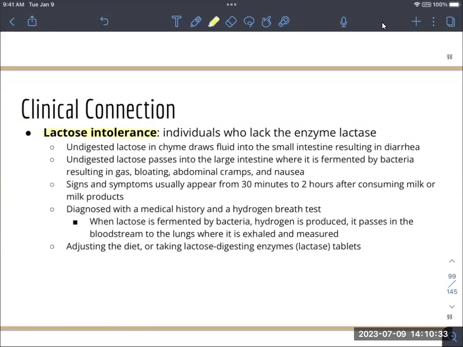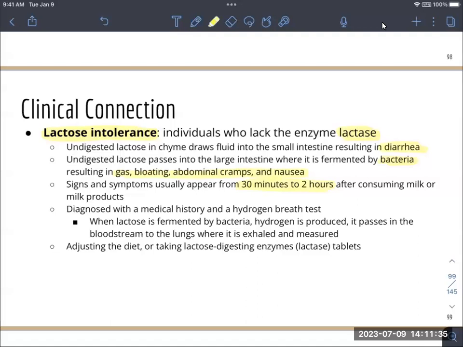Someone who is lactose intolerant, they do not have the enzyme lactase to break down lactose. So, since they do not have that enzyme, lactose cannot get broken down. So instead, we have bacteria in our large intestine that can break down lactose. But as these bacteria break down lactose, it results in gas, bloating, abdominal cramps, and nausea. It can happen 30 minutes up to 2 hours later. These people can get diarrhea from eating milk products.